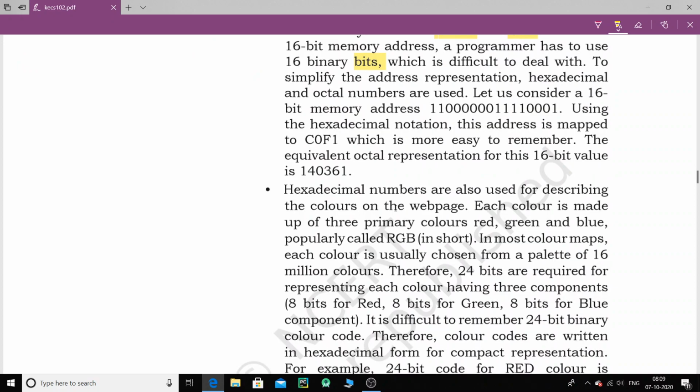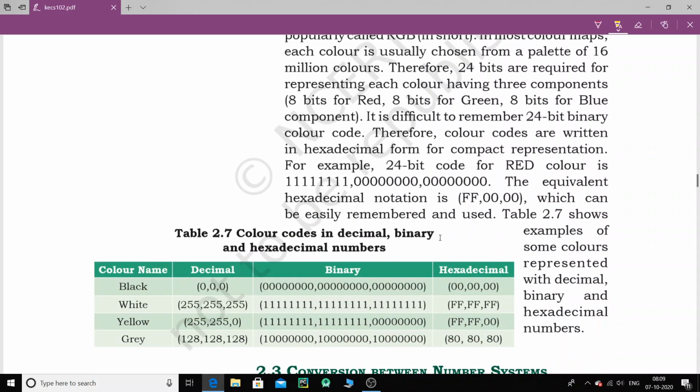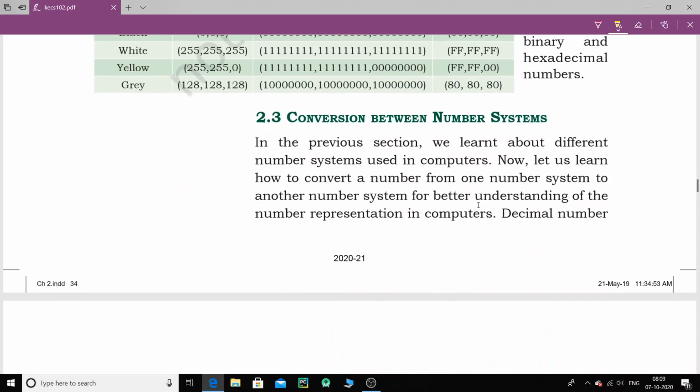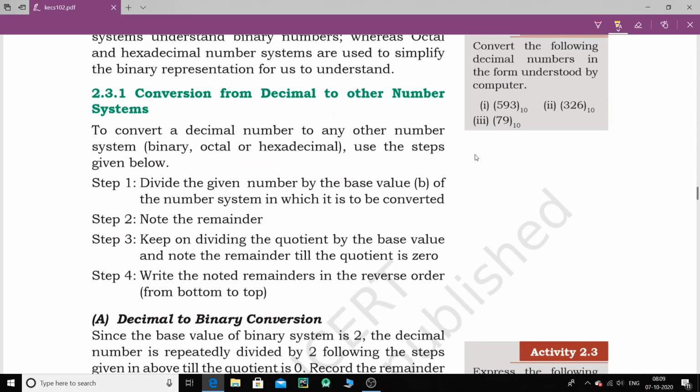The hexadecimal number system is also used for describing colors on a web page. Yes, it is used to come up with color combinations in web page designing. This is not really that relevant, but it is used for web page designing, I mean the color combinations. Then conversion between number systems, this is what we are concerned with.